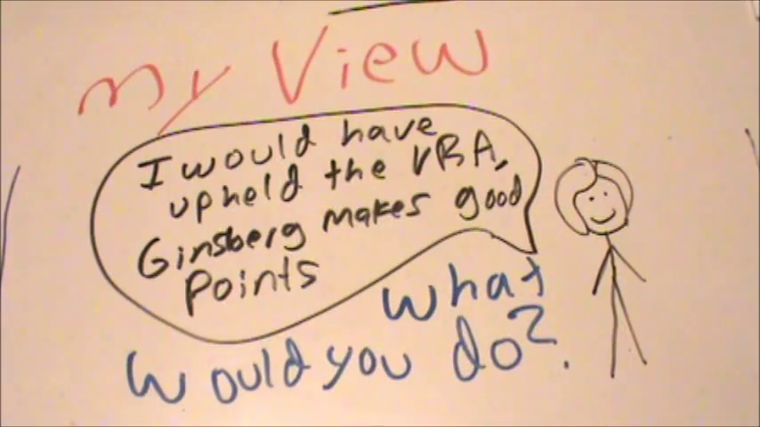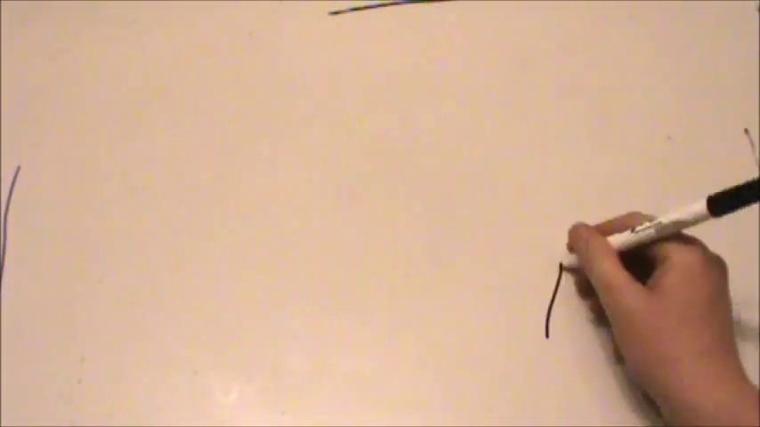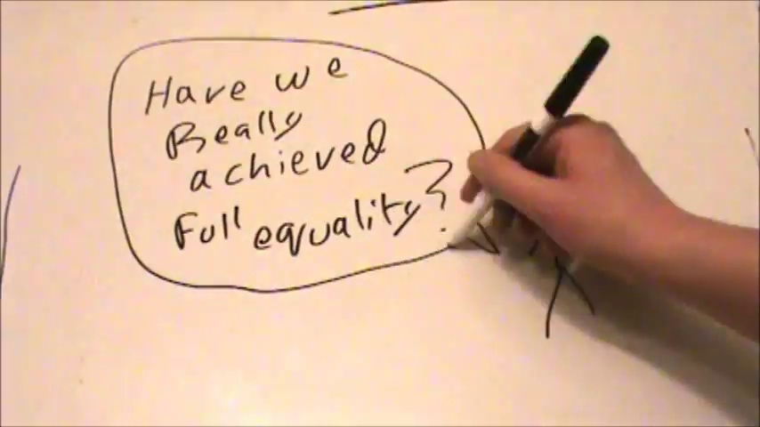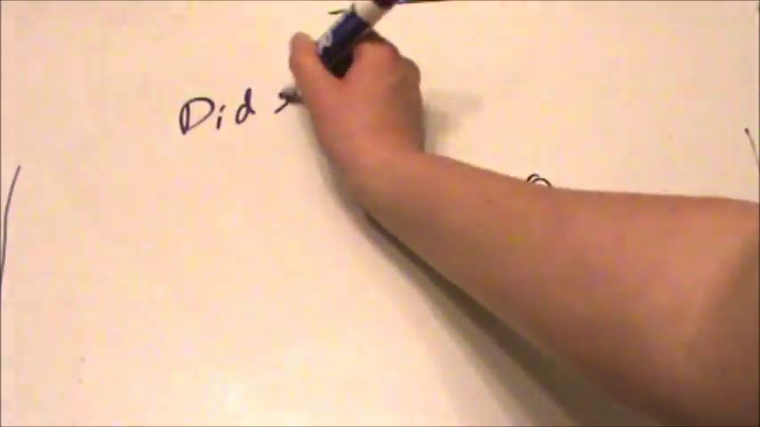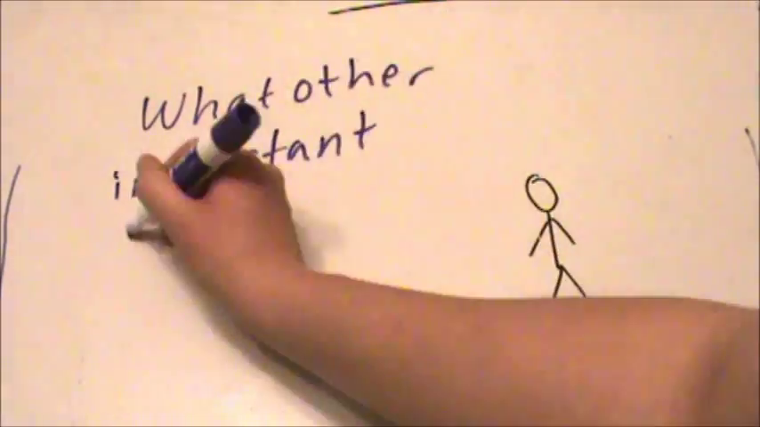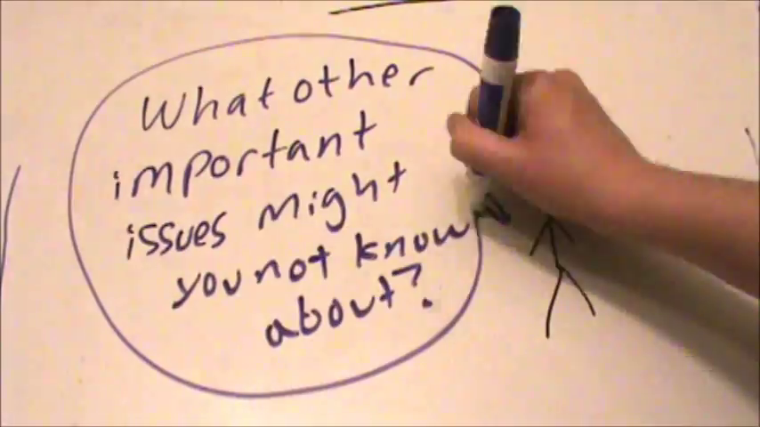What would you do? Have we really achieved full equality? Did you know about this case before? Why or why not? What other important issues might you not know about?